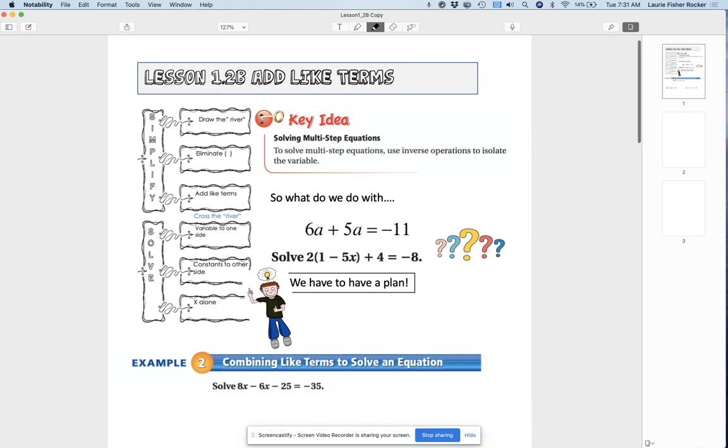Good morning. So I wanted to make some notes for today's lesson before we even did it, just so that the notes are available for those of you who couldn't make it or your Wi-Fi is going crazy or getting kicked out of the meeting. All right, so we're doing lesson 1.2b, add like terms today.